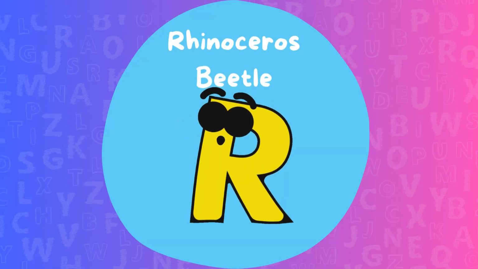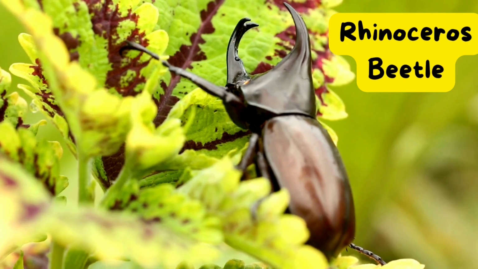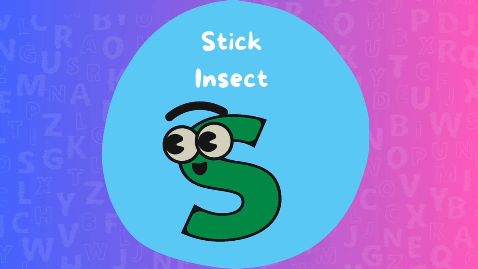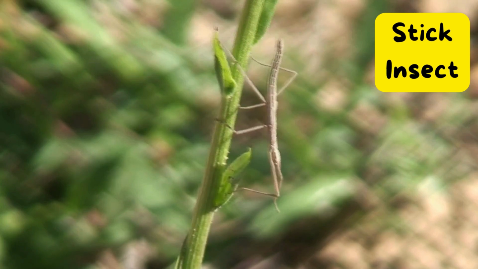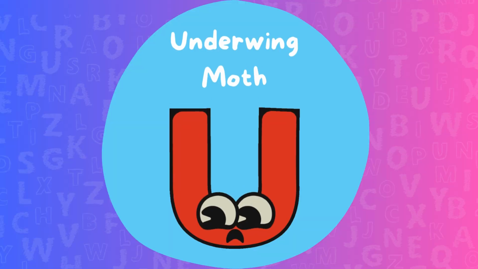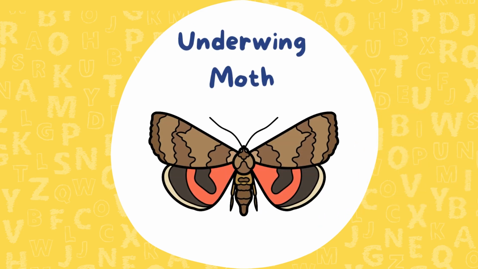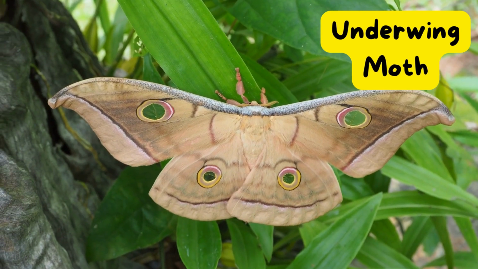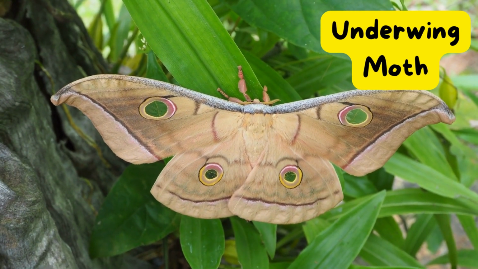R is for rhinoceros beetle. S is for stick insect. T is for termite. U is for underwing moth.